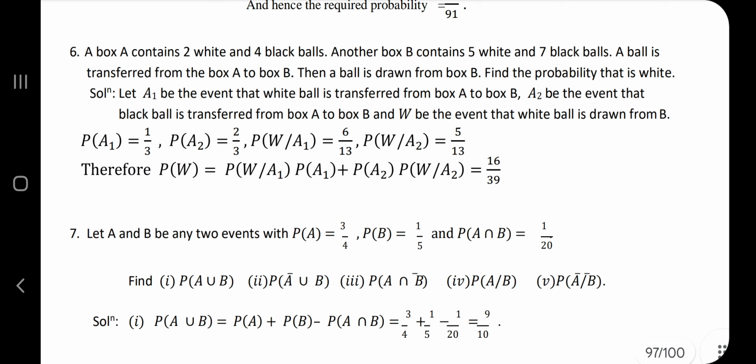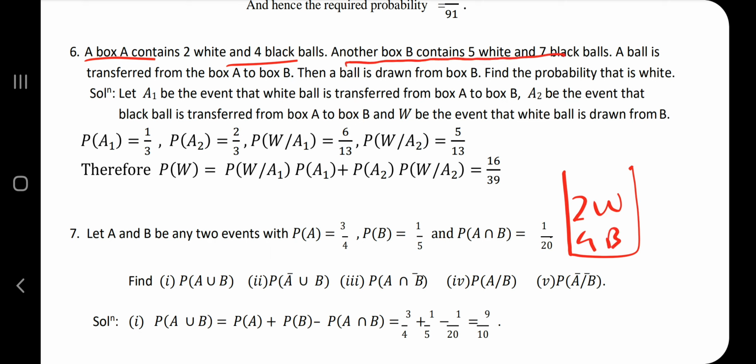Okay. Moving on, we have another question, where Bayes' theorem is used. A box A contains 2 white and 4 black balls. There is a box here. How many white are there? 2 white are there. And how many black are there? 4 black are there. Fine. Another box B contains 5 white and 7 black balls. How many white are there? 5 white are there and 7 black balls are there.